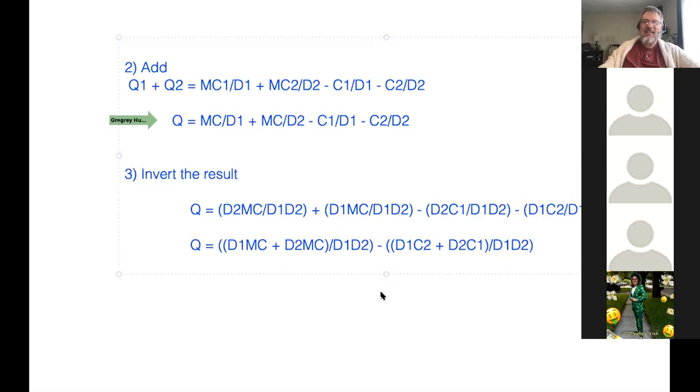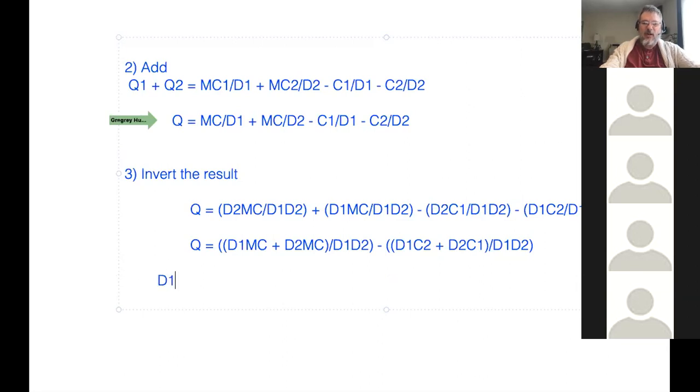Okay. Since I mentioned it, does anybody else see what we should do next? Thanks, Aubrey. Okay, Greg. I think the right move is to multiply both sides by D1, D2. Yeah, and I had mentioned that.